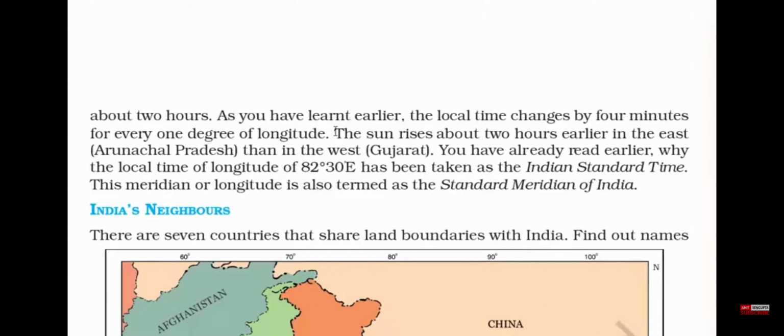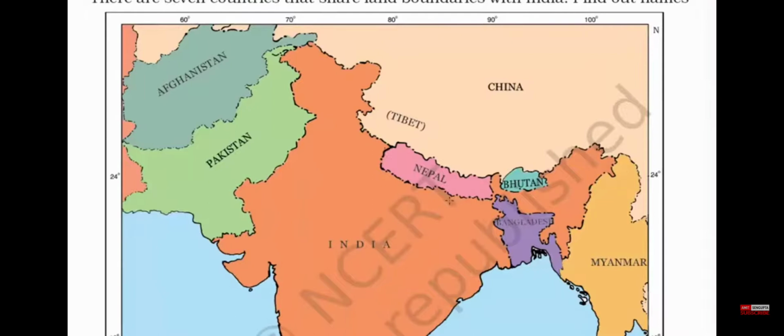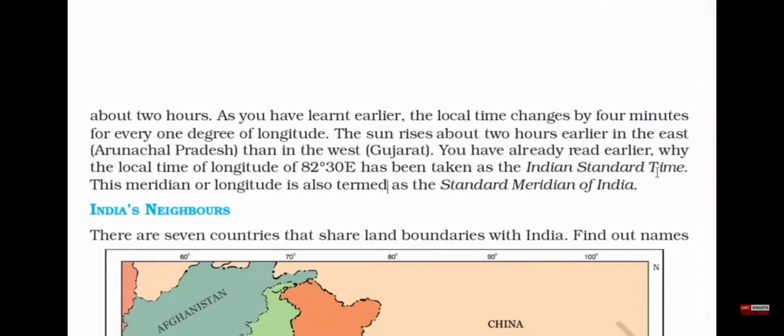So here is some trivial fact. The sun rises about 2 hours earlier in the east, that is Arunachal Pradesh, than the west, Gujarat. This is quite obvious if you see, because the difference between them is 2,900 kilometers. So we are expected to see such a change of 2 hours. We have already read earlier why the local time of longitude is 82.3 degree east. So we know, right, where does this point pass through? This passes through Allahabad in UP, and that is also the Indian Standard Time.